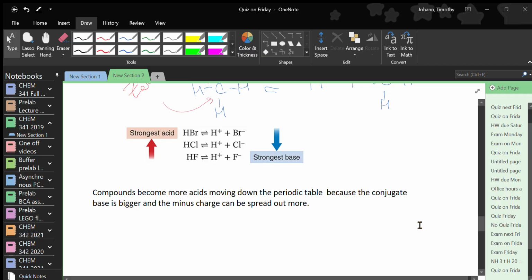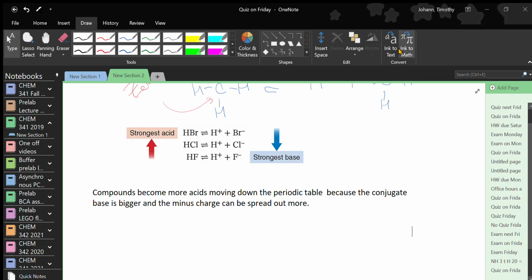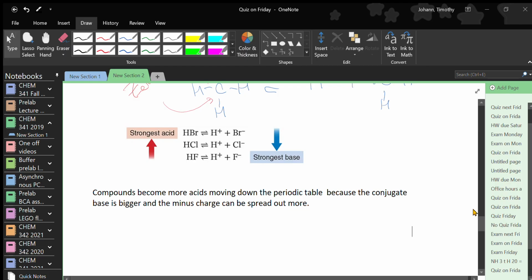Questions? Yes? When you're talking about the additional space, does that mean there's more room for the electron density to change, and therefore it's easier for it to pop off the hydrogen? I agree with the first part. Do I mean there's more room for the electron density to change, right?